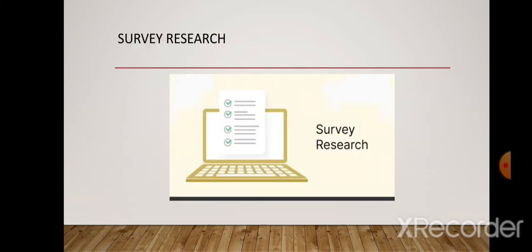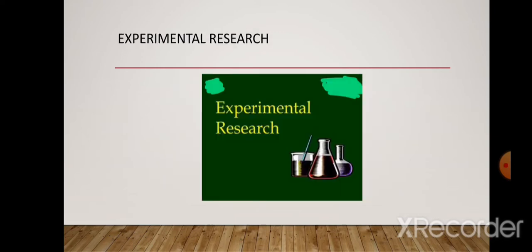Survey research has been defined as the research strategy where one collects data from all or part of a population to assess the relative incidence, distribution, and interrelations of naturally occurring variables. Experimental research. The researcher manipulates at least one independent variable, controls other relevant variables, and observes the effect on one or more dependent variables.